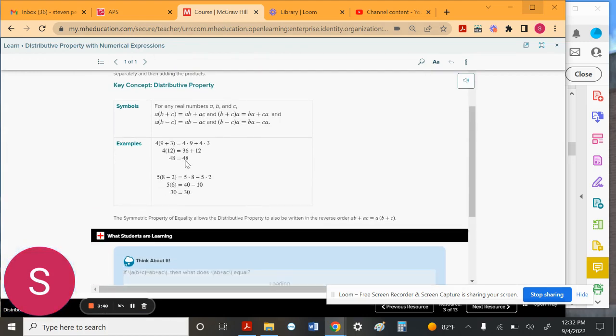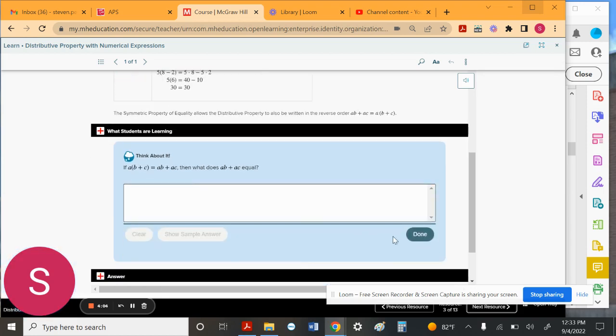So, for example, if I have 4 times 9 plus 3, I distribute it by multiplying 4 times 9, and then 4 times 3. If I have 5 times 8 minus 2, I can distribute that by doing 5 times 8, and then 5 times negative 2, or negative 5 times 2, whichever way you want to think about it. Then we add everything up, and we take care of it. That's the distributive property.